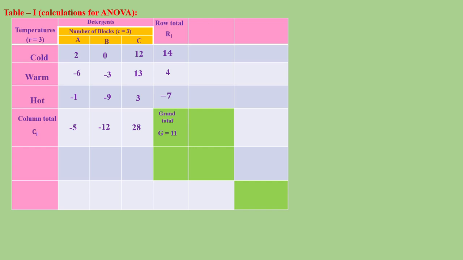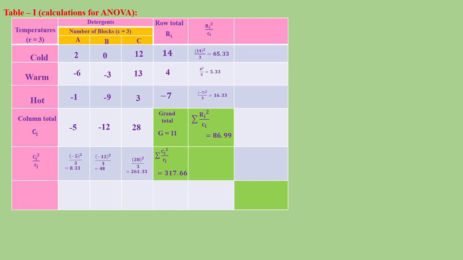Then you have to find Ri square by Ci for each row. First row 65.33, second row 5.33, third row 16.33, and find the summation of Ri square by Ci, that is equal to 86.99. Similarly for the columns, Cj square by Rj: first column 8.33, second column 48, third column 261.33. Then find the summation of Cj square by Rj, that is equal to 317.66.